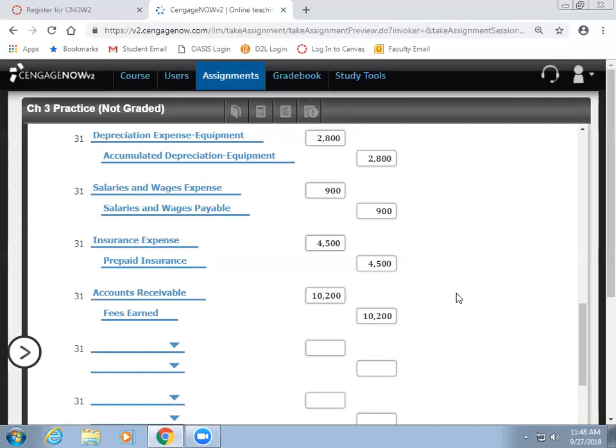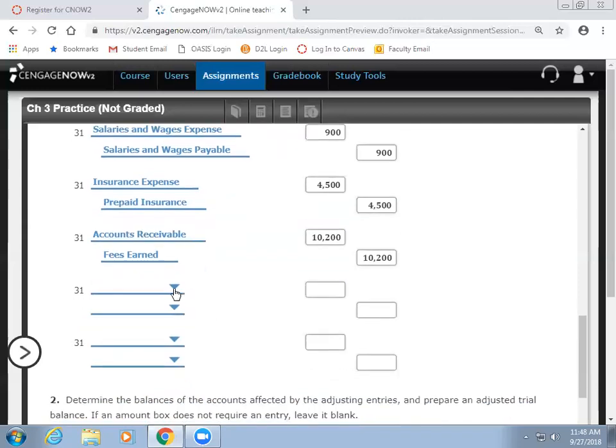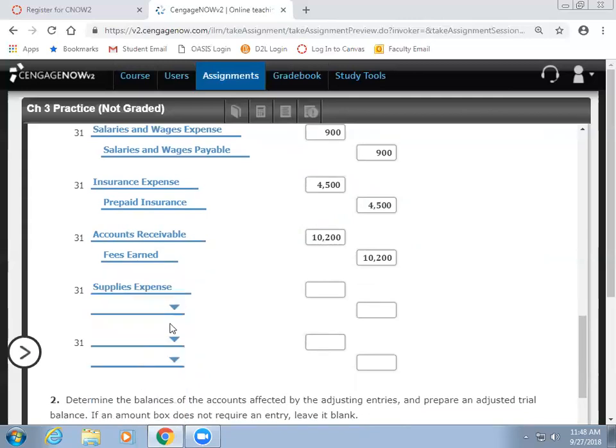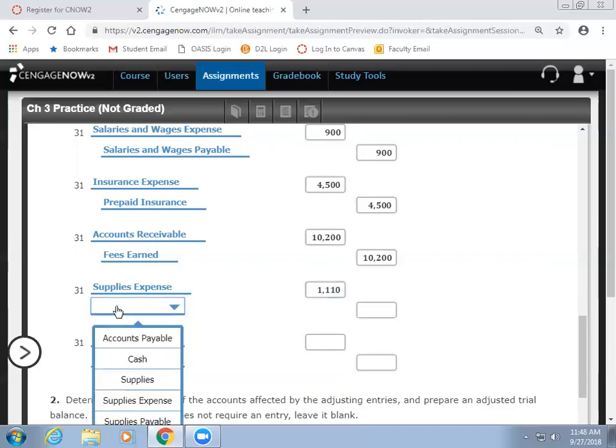Okay, so again, that's telling me I had total supplies available of $1,725, and I used $1,110 of supplies. So what do I debit? Yeah, very good. Supplies expense, $1,110, and then credit supplies.